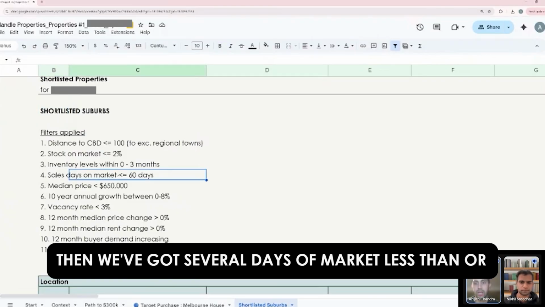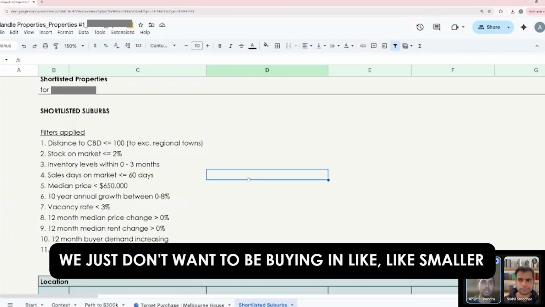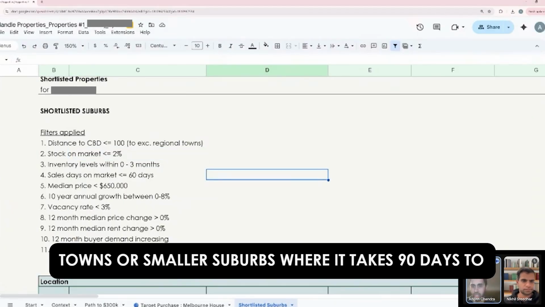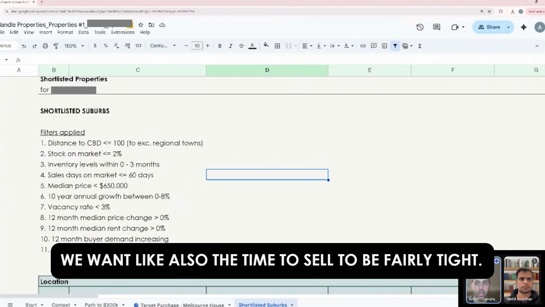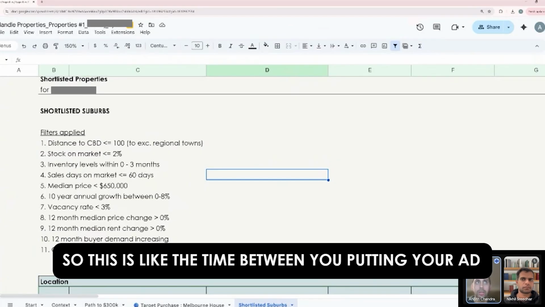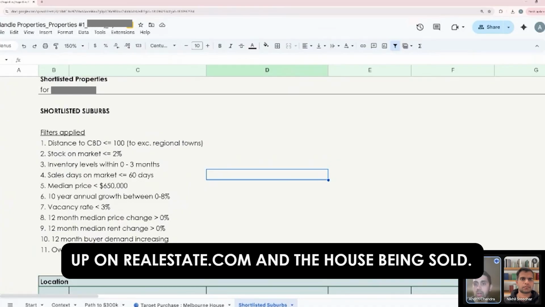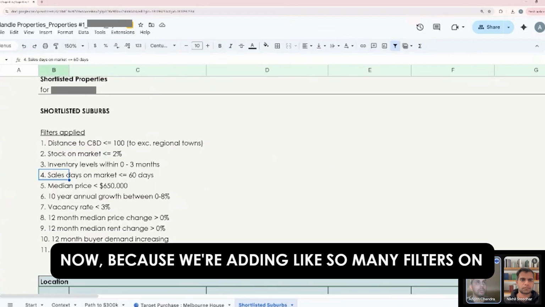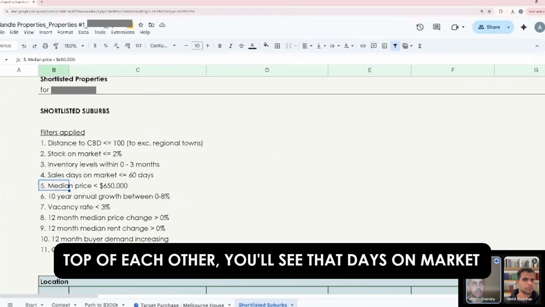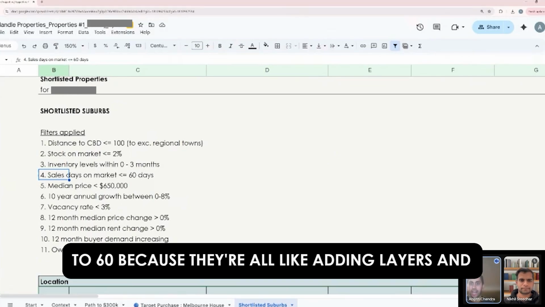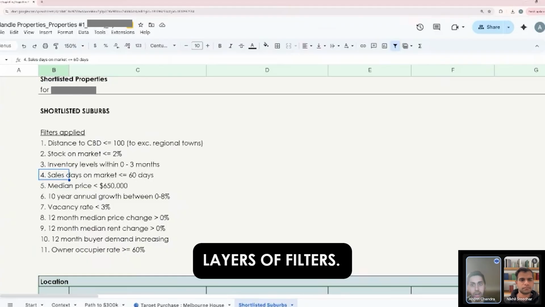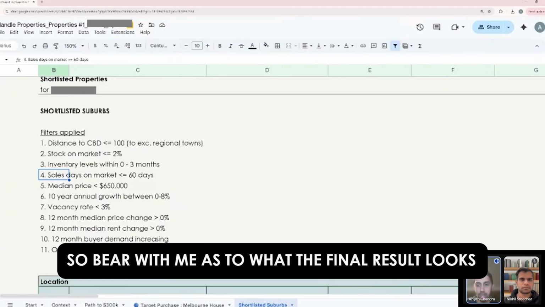Then we've got sales days on market less than or equal to 60 days. We just don't want to be buying in smaller towns or smaller suburbs where it takes 90 days to sell a house. We want the time to sell to be fairly tight. So this is the time between you putting your ad up on realestate.com and the house being sold. Now, because we're adding so many filters on top of each other, you'll see that days on market in many of the suburbs are 20, not even close to 60, because they're all adding layers and layers of filters. So bear with me as to what the final result looks like.